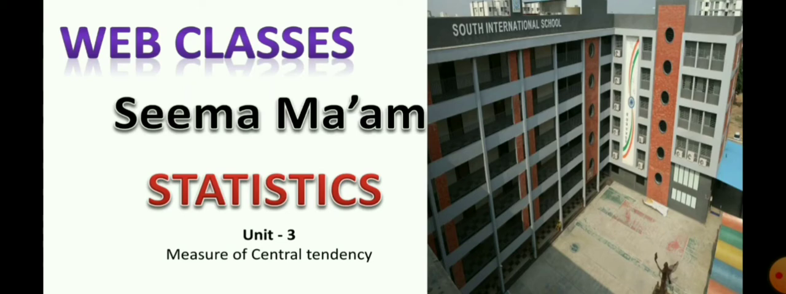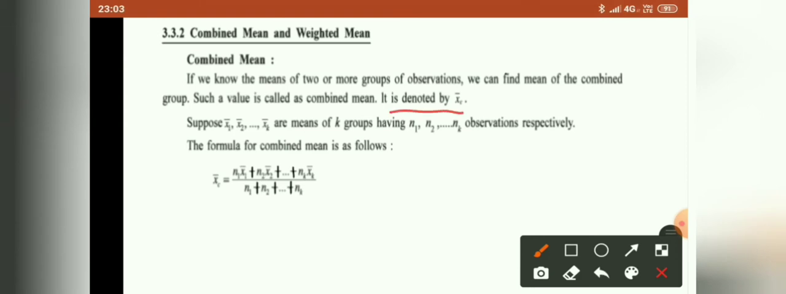Today we are going to learn the various types of mean. We will see the definitions as well as the formulas, and we will solve the related sums. Find the mean by combining all those groups. Such a type of mean is said to be a combined mean. When there are two or more groups and we have to find the mean of all those groups, then such a type of mean is said to be a combined mean, and it is denoted as x bar c.